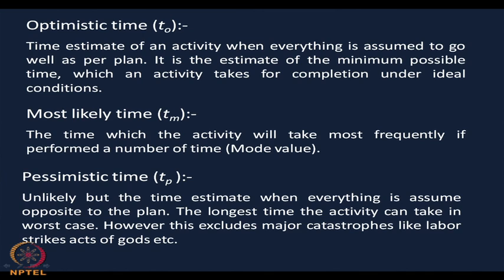This is unlikely, but it is the time estimate when everything is assumed opposite to the plan. If everything is assumed opposite to the plan, then the longest time the activity can take in the worst case. That is, we are assuming that nothing will go as per our plan. In the worst case, whatever time it takes, that we call the pessimistic time. Of course, this time excludes major catastrophes like labor strike or act of God, like this.